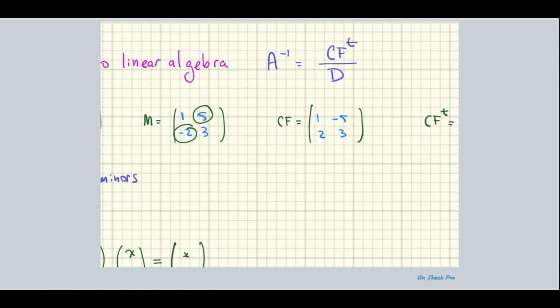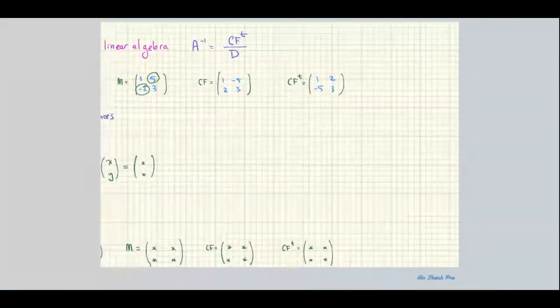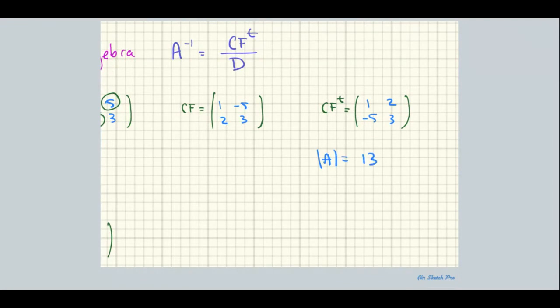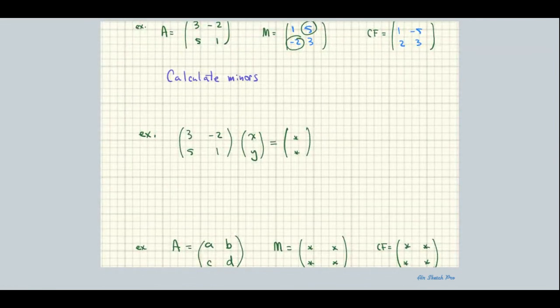There we go. And now we're ready to write down the transpose. For the transpose, I'm going to take this first row and I'm going to draw it as a column. So instead of writing a row 1, -5, I'm going to draw the column 1, -5. Instead of the row 2, 3, I'm going to write the column 2, 3. And this means my inverse, because A has a determinant of 13, we calculated that earlier, is going to be 1, 2, -5, 3 over 13. That's dividing all the entries by 13. And I can use that to solve a 2x2.